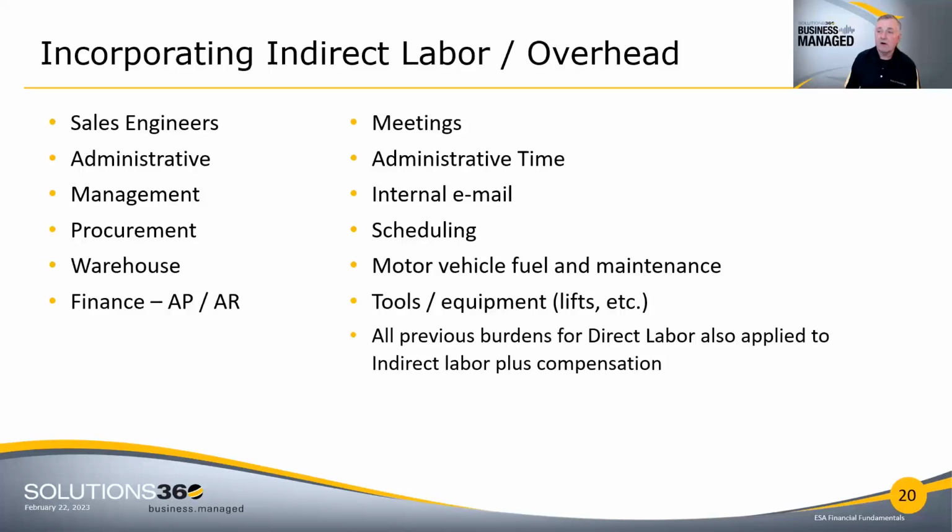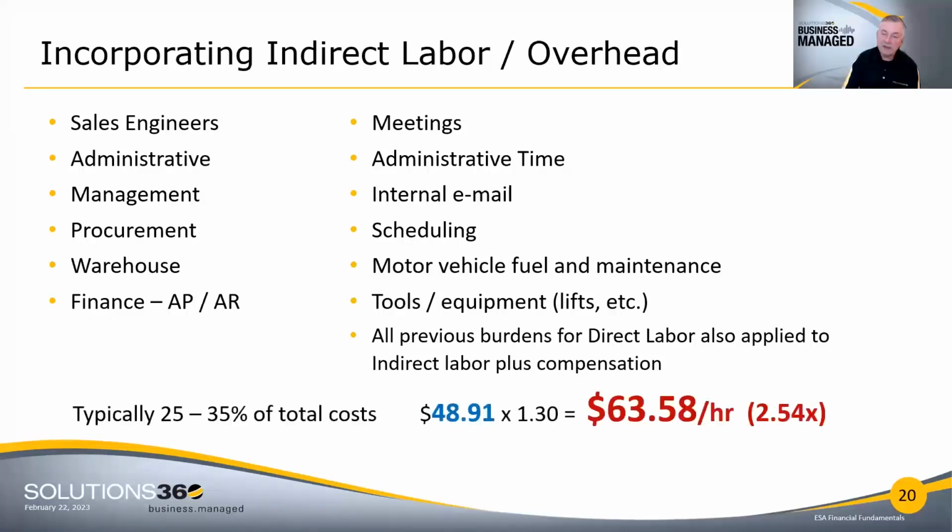And it has to cover all the company activities: meetings, administrative time, internal email, scheduling, the fuel and maintenance, the tools, the uniforms, all the things that we've talked about before. And so typically that equals 25 to 35% of the cost. And so when I add in indirect labor and overhead on top of my technician's direct labor, then that comes up to $63.58. It's a little precise, but we're just trying to get the math right here for those of you who want to follow along with this.